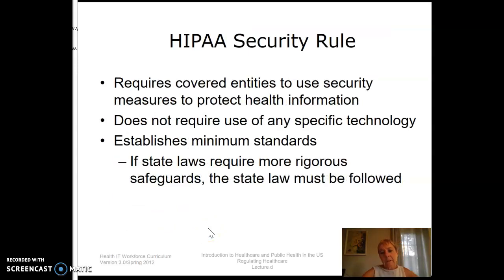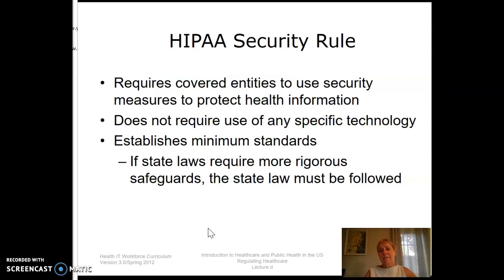The HIPAA security rule requires covered entities to use security measures to protect PHI. It doesn't tell you what kind of technology you have to use. It tells you you have to make sure that technology is secure. So they have minimum standards.